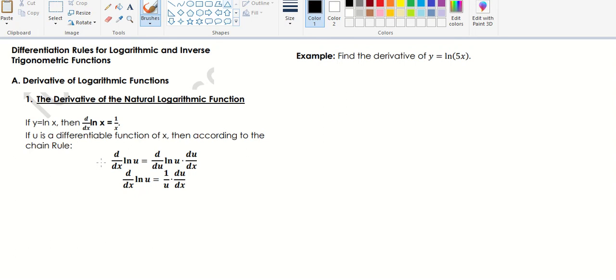Hello everyone, so today we're going to discuss another kind of differentiation rule. So we have the logarithmic and inverse trigonometric functions.